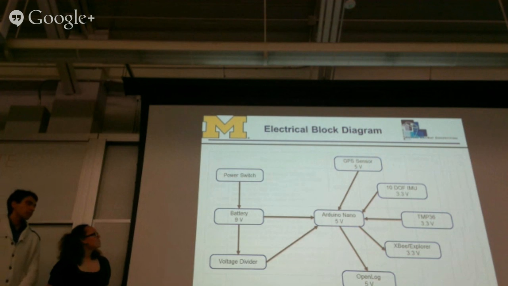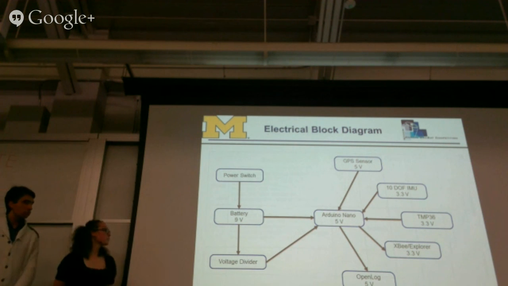This is an overview of the block diagram. We're going to have an external power switch, which is one of the requirements from the container, then go to the batteries, which are going to provide 9 volts to the Nano, and it has a voltage regulator, so it's going to be either 3.3 or 5 volts for the assemblies. We're going to have a voltage divider to measure battery voltage. The GPS, IMU, and TMP36 are going to collect data from the environment, and we just send it to the XBee, which goes to the ground station, and we'll send it to the OpenLog for memory.